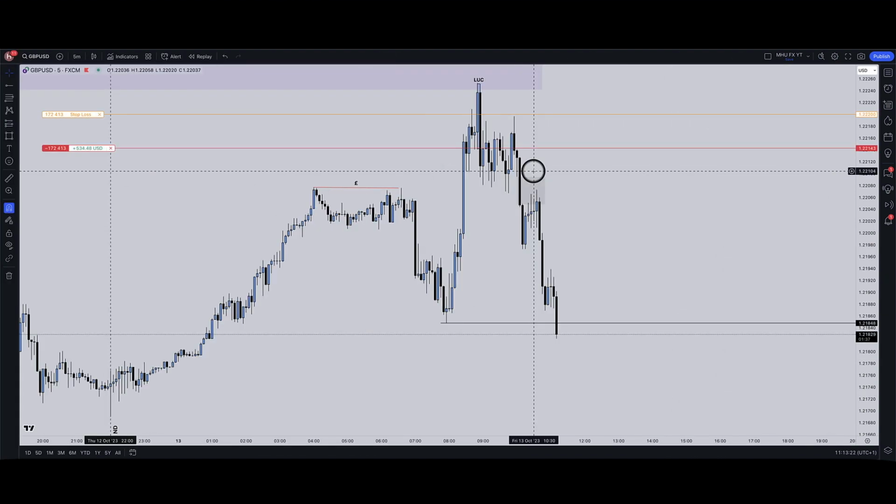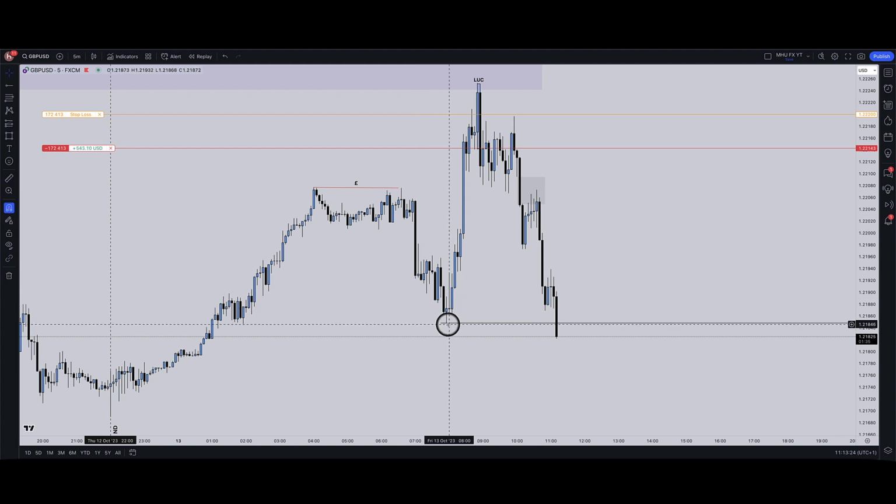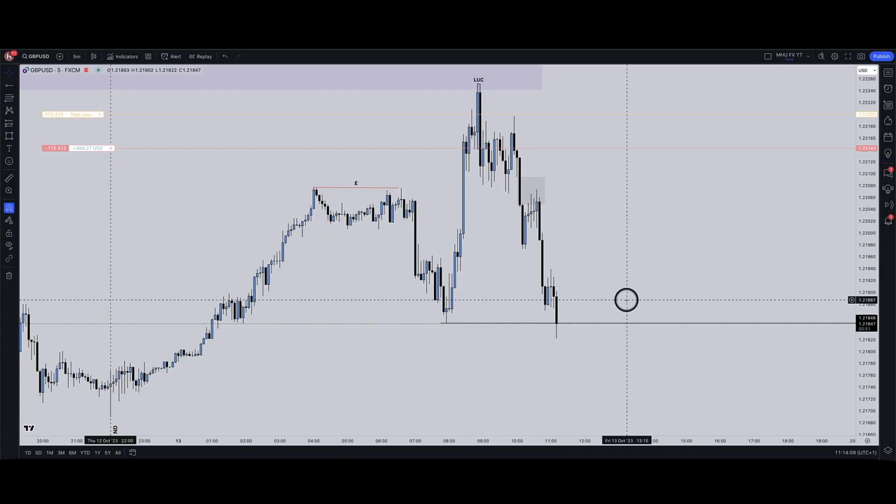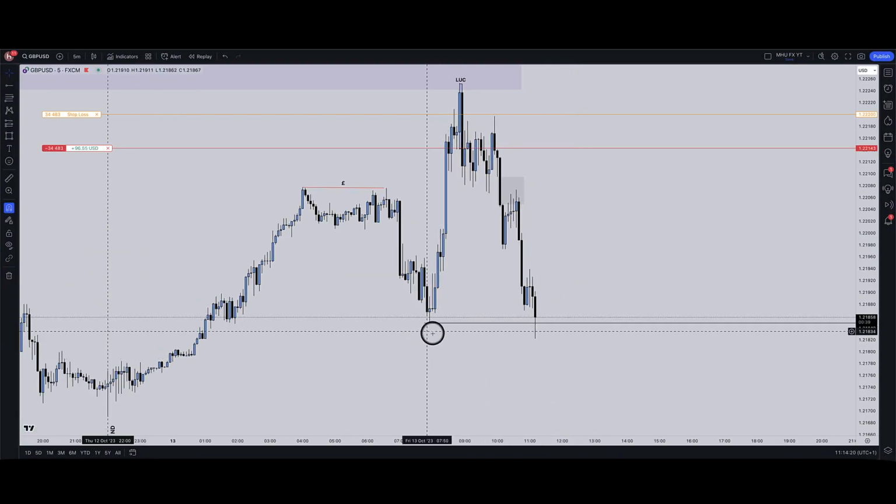All right, guys. So what I've decided to do now is we have just run these lows here. This is the London lows, the London intraday lows. I'm going to go ahead and take partials down here. There we go. I've decided to take partials at London lows.